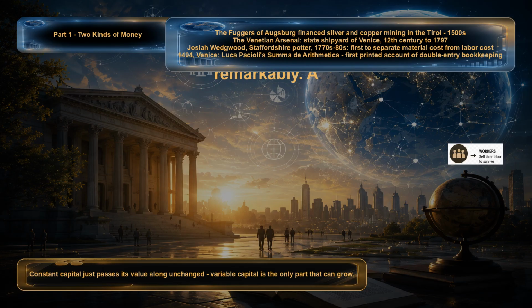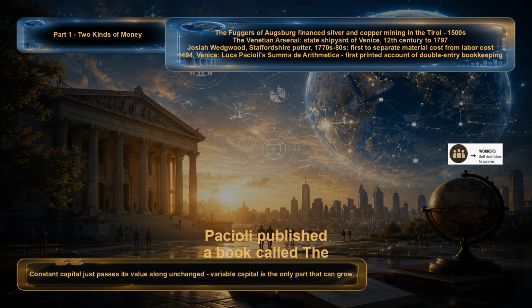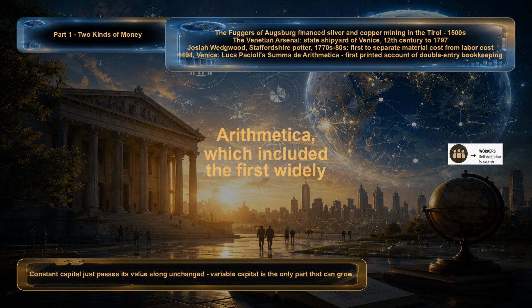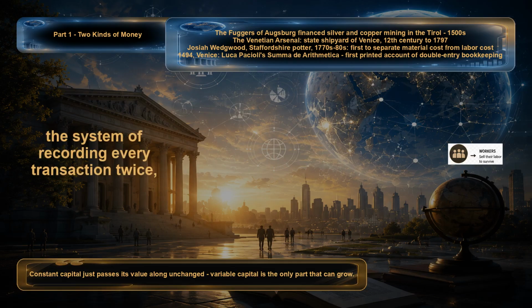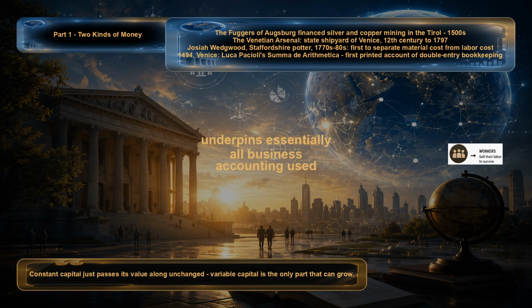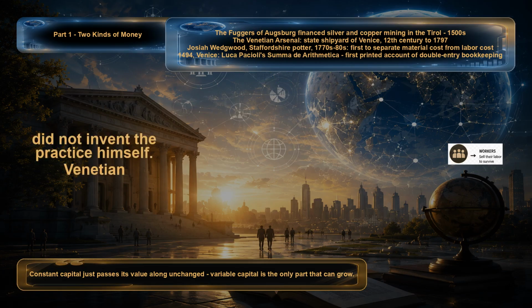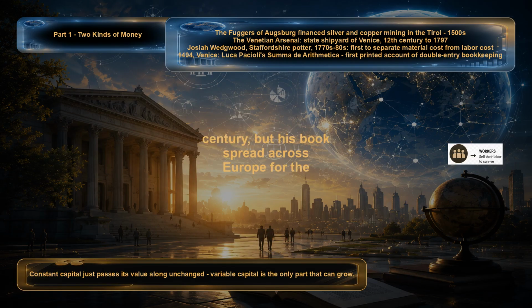1494, Venice again remarkably. A Franciscan friar and mathematician named Luca Pacioli published a book called the Summa de Arithmetica, which included the first widely printed description of double-entry bookkeeping, the system of recording every transaction twice, once as a debit, once as a credit, that underpins essentially all business accounting used anywhere in the world today. Pacioli did not invent the practice himself.